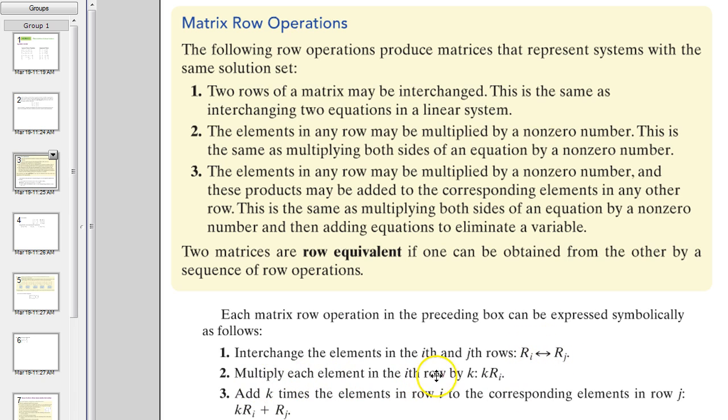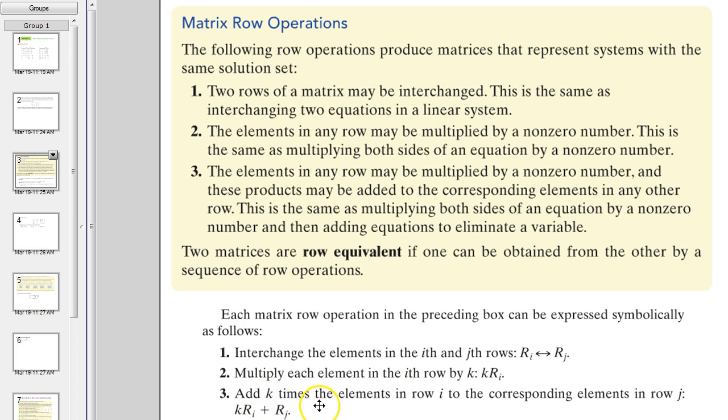Multiply each element in the ith row by this. So if this was a 2 right here, this i, and that was a negative 3 right here, the k, that means multiply the second row by -3. And then multiply and add. So multiply the second row and add it to the third row, something like that.